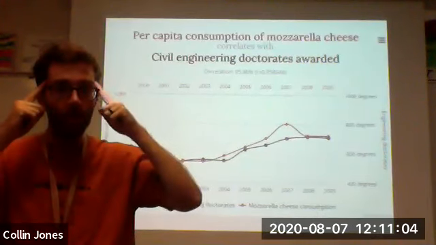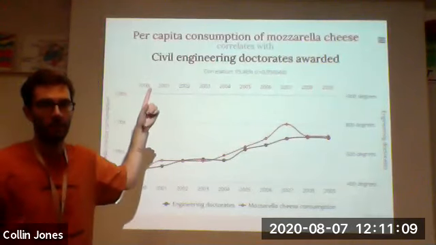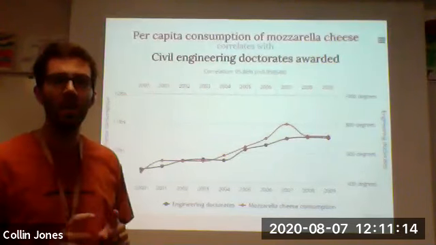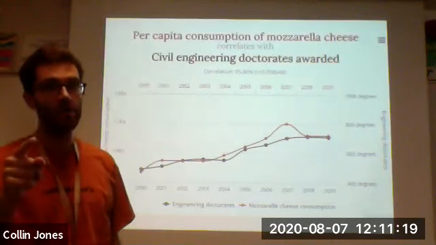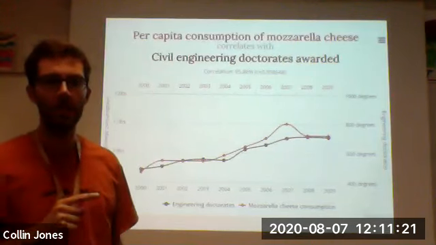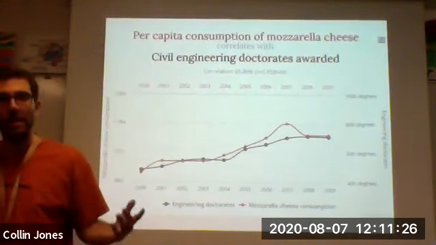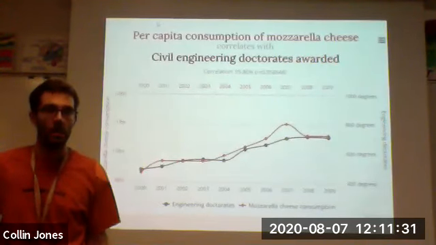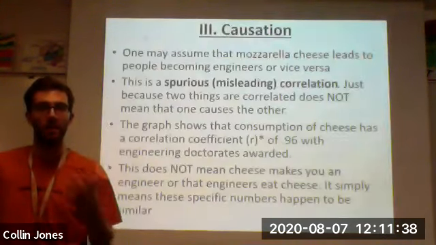Now, your brain wants to assume that one of these things must be causing the other. Maybe eating mozzarella cheese makes you a good engineer. Or maybe on the flip side, you're thinking to yourself, no, I bet that engineers eat lots of mozzarella cheese, and that's why these lines are so similar. In reality, these things could just be random coincidences, okay? Sometimes things are similar. Things look like there's causation when there's really not. Correlational studies cannot determine causation.